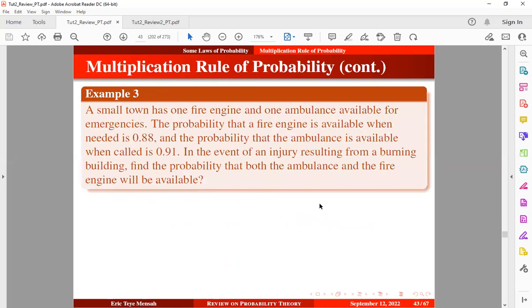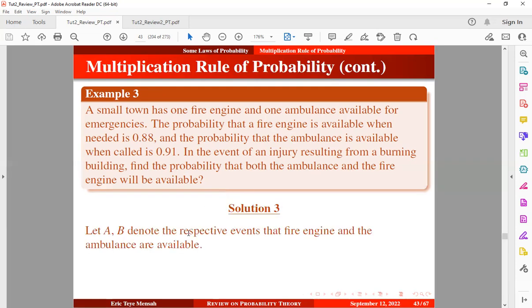A small town has one fire engine and one ambulance available for emergencies. The probability that a fire engine is available when it's needed is equal to 0.88 or 88%. And the probability that the ambulance is available when it's called is 0.91 or 91%. So in the event of an injury resulting from a burning building, I want to find the probability that both the ambulance and the fire engine will be available. So let's look at the solution.